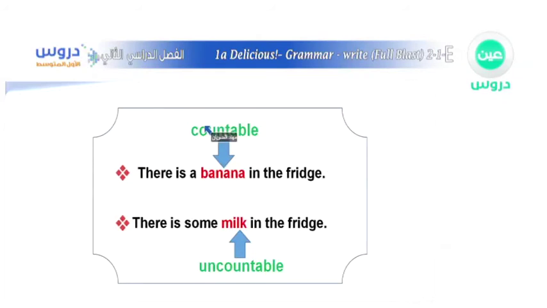Alright? So, let's see it over here. That's exactly what we have said. There's a banana in the fridge. There are 2 bananas in the fridge. There are 5 bananas in the fridge. However, I cannot say here there is 1 milk in the fridge. There is 2 milks. No, I will say there is 1 bottle of milk. 2 bottles of milk, sorry.